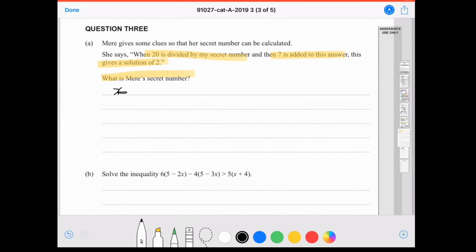So let's just break down the question. And let's look at this first part. When 20 is divided by my secret number, so we can say 20 over x, and then 7 is added to this answer, so 20 over x plus 7, and it gives a solution of 2, so equals 2. And now we've got our equation here.